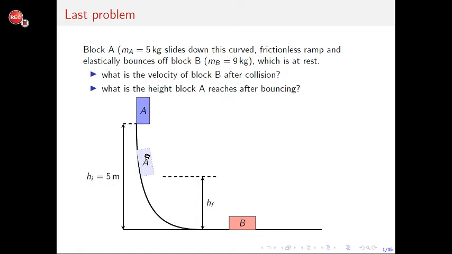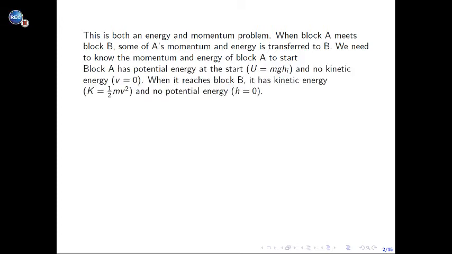So the problem is asking, essentially, how high does A get to? But to get that, you also need to figure out what the energy is that B gets. So you need to figure out what velocity B has. And that's where the momentum comes in, is we've got to figure out what happens in the collision. So, like I said, it's both an energy and a momentum problem. A meets B, some of A's momentum and some of A's energy is transferred to B. Any sort of momentum problem, we can work through, but let's start with the energy.